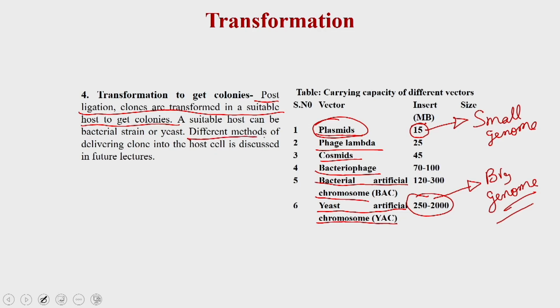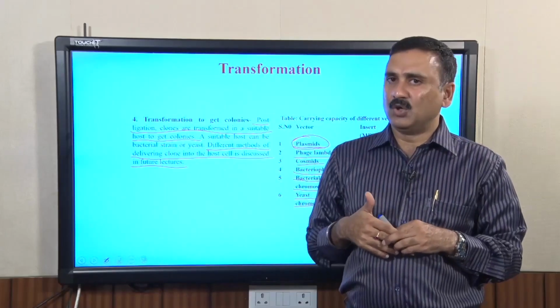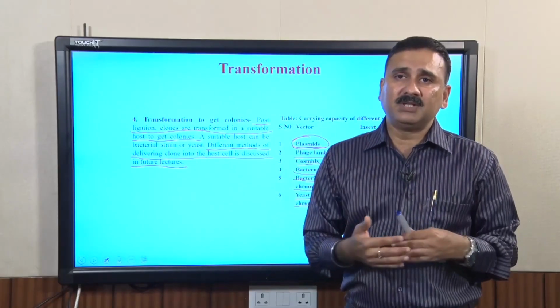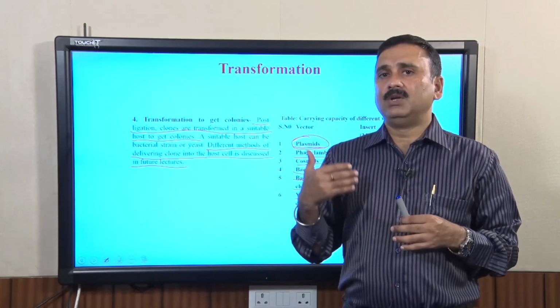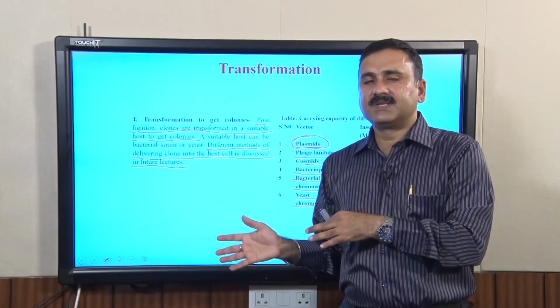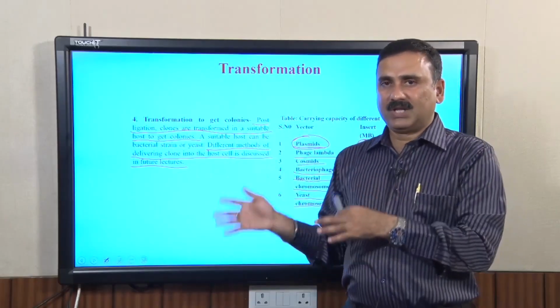We are anyway going to discuss the different methods of delivering clones into the host cell in our subsequent lecture. And so, by following these 4 or 5 steps, you can generate the genomic library. Subsequent to this, you have to screen the genomic library to get your gene of interest. That we are going to discuss in the subsequent lecture.